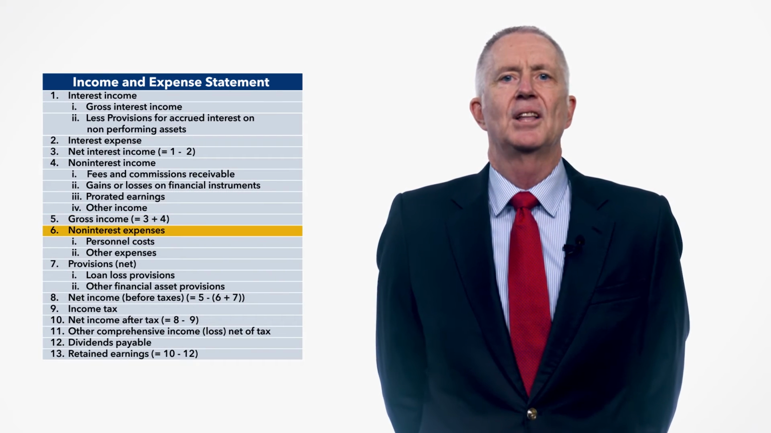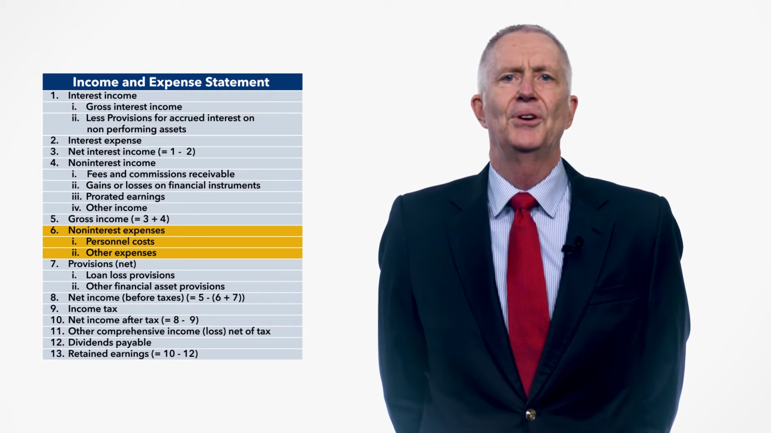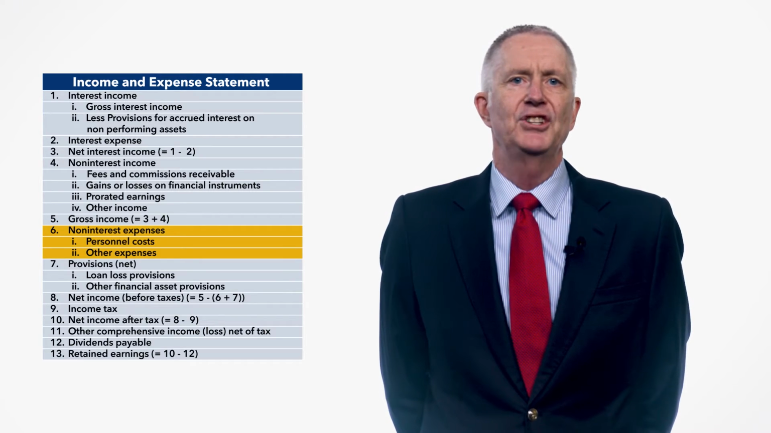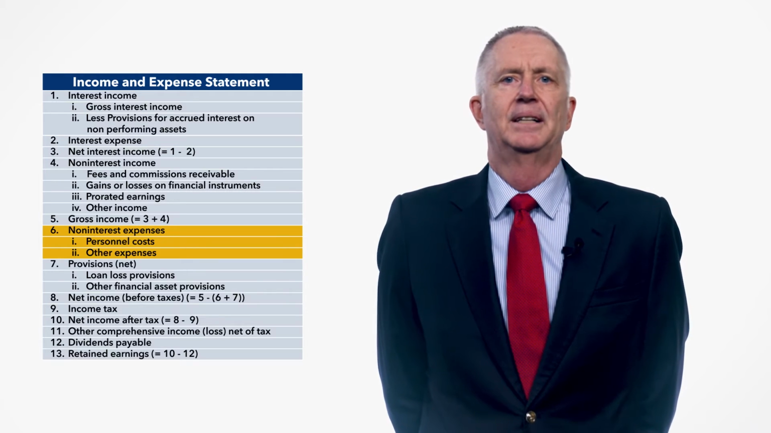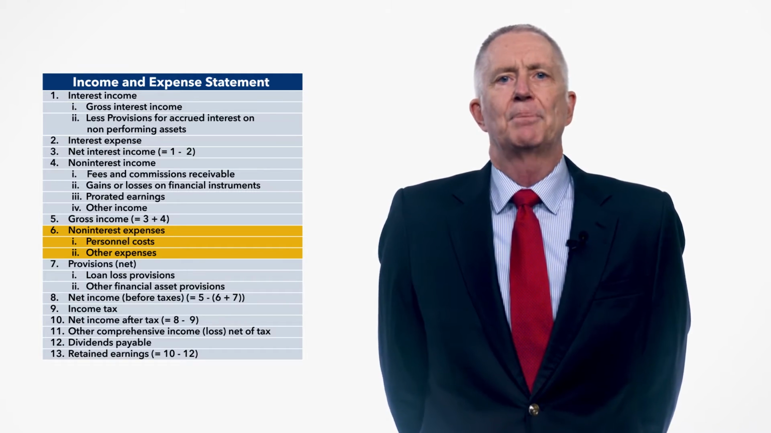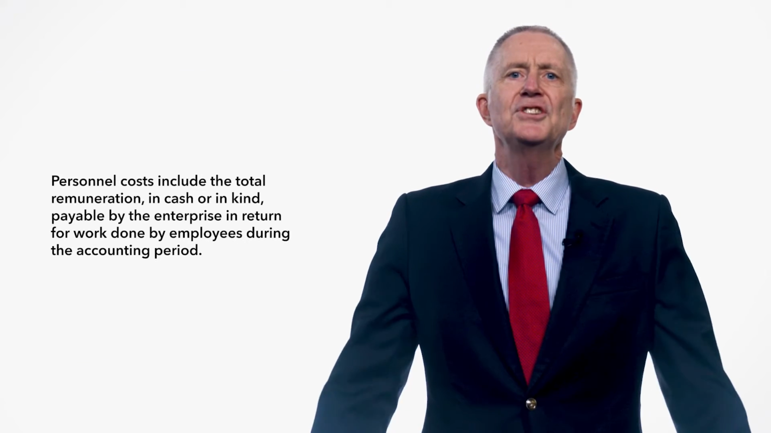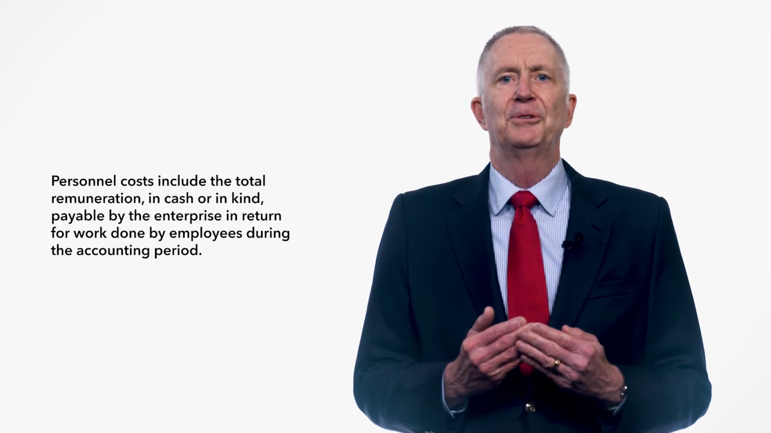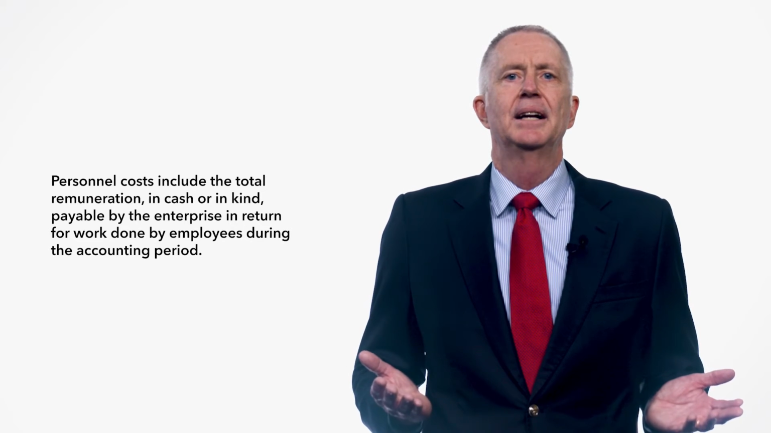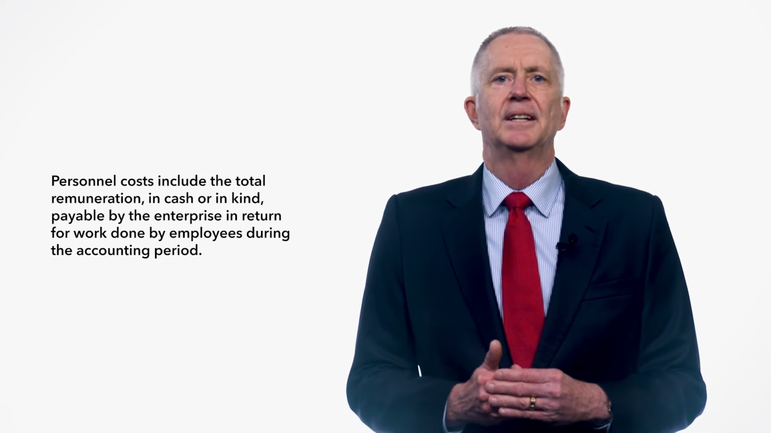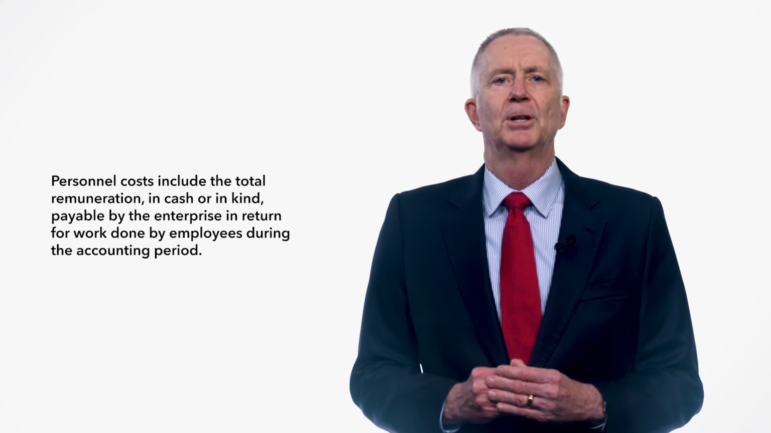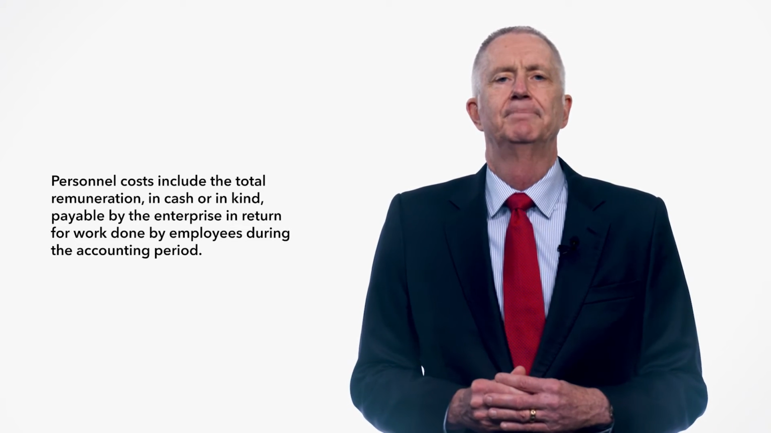Non-interest expenses, line 6, are subdivided into 2 categories which capture all non-interest expenses except provisions, or, in IFRS terms, allowances for loss. These categories are personnel costs and other expenses. Personnel costs include the total remuneration in cash or in kind payable by the enterprise in return for work done by employees during the accounting period.